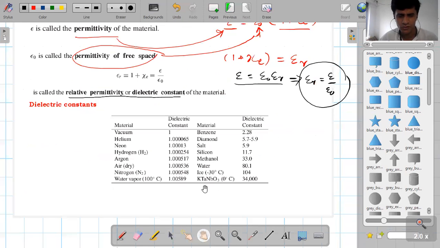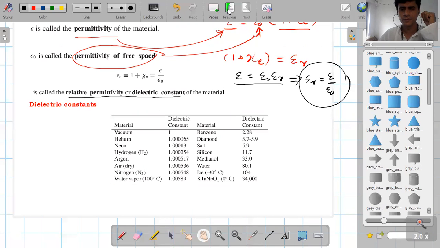These are the different standard values of dielectric constant: for vacuum it equals 1, for benzene 2.28, and for helium, neon, hydrogen there are corresponding values. Understood up to here? Any doubt? Any query? This completes today's session.